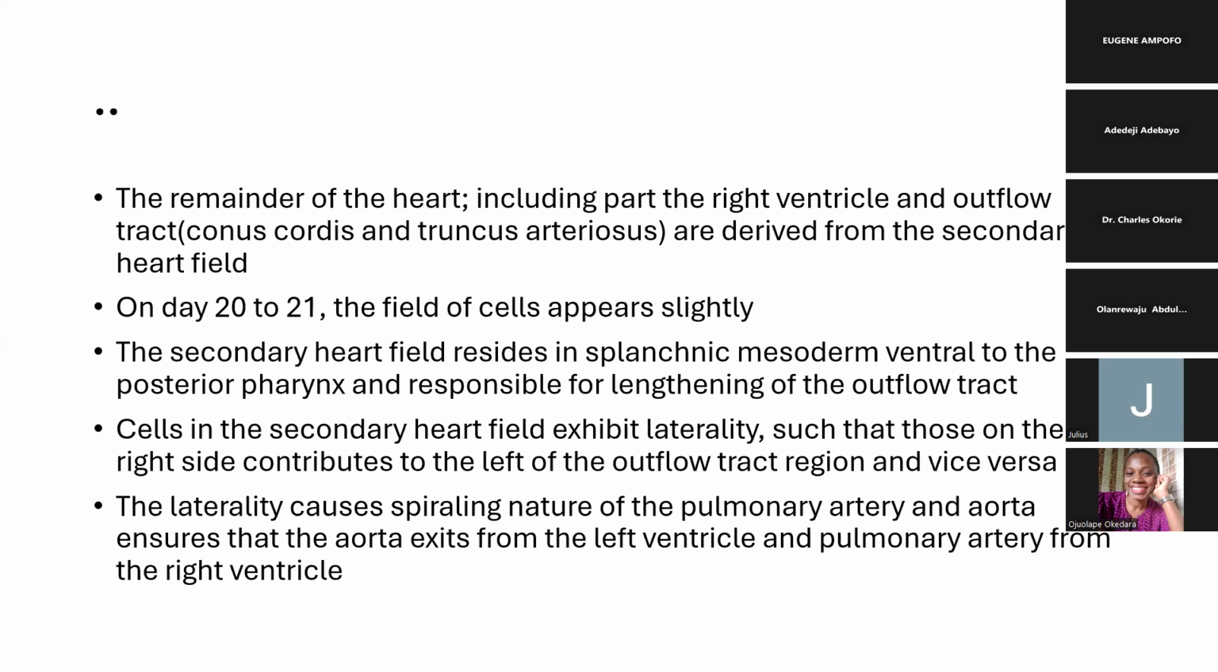The secondary heart field resides in the splanchnic mesoderm, which is ventral to the posterior pharynx, and is responsible for the lengthening of the outflow tract. Cells in the secondary heart field exhibit laterality, such that those on the right side contribute to the left side of the outflow tract region, and those on the left contribute to the right side. This is what is meant by laterality. Laterality causes the spiraling nature of the pulmonary artery and aorta, which ensures that the aorta exits from the left ventricle and the pulmonary artery exits from the right ventricle. This is the significance of laterality.